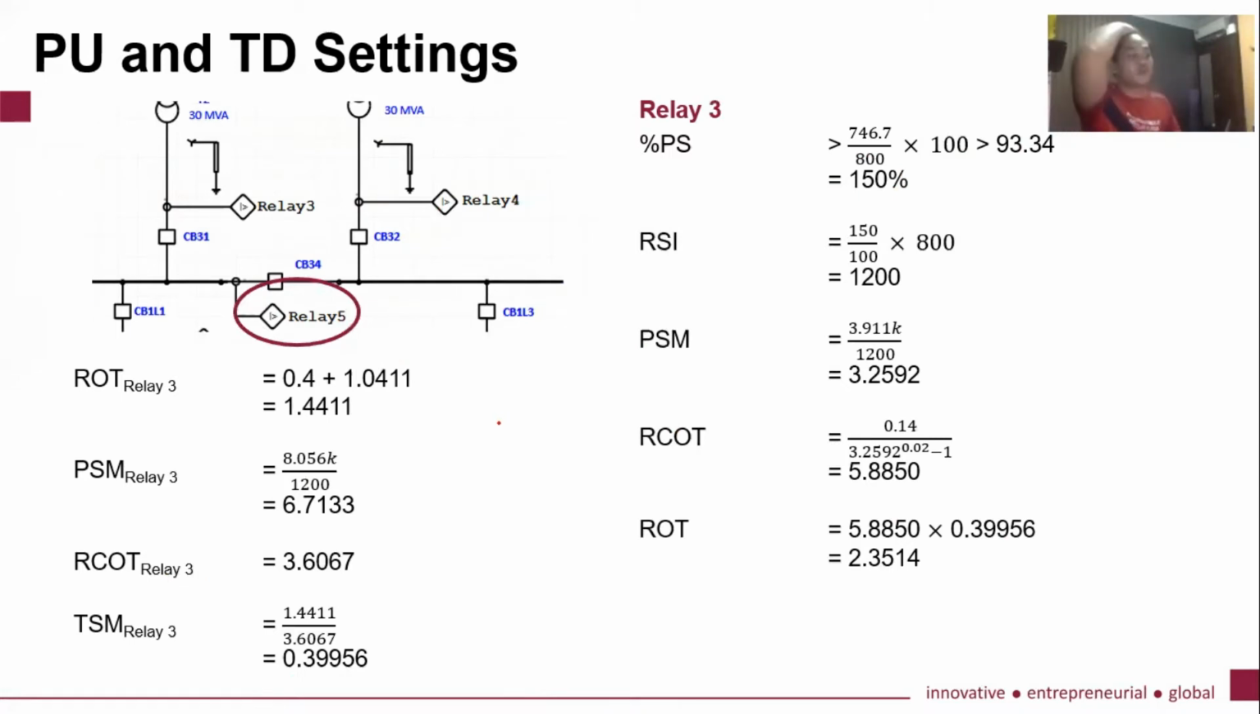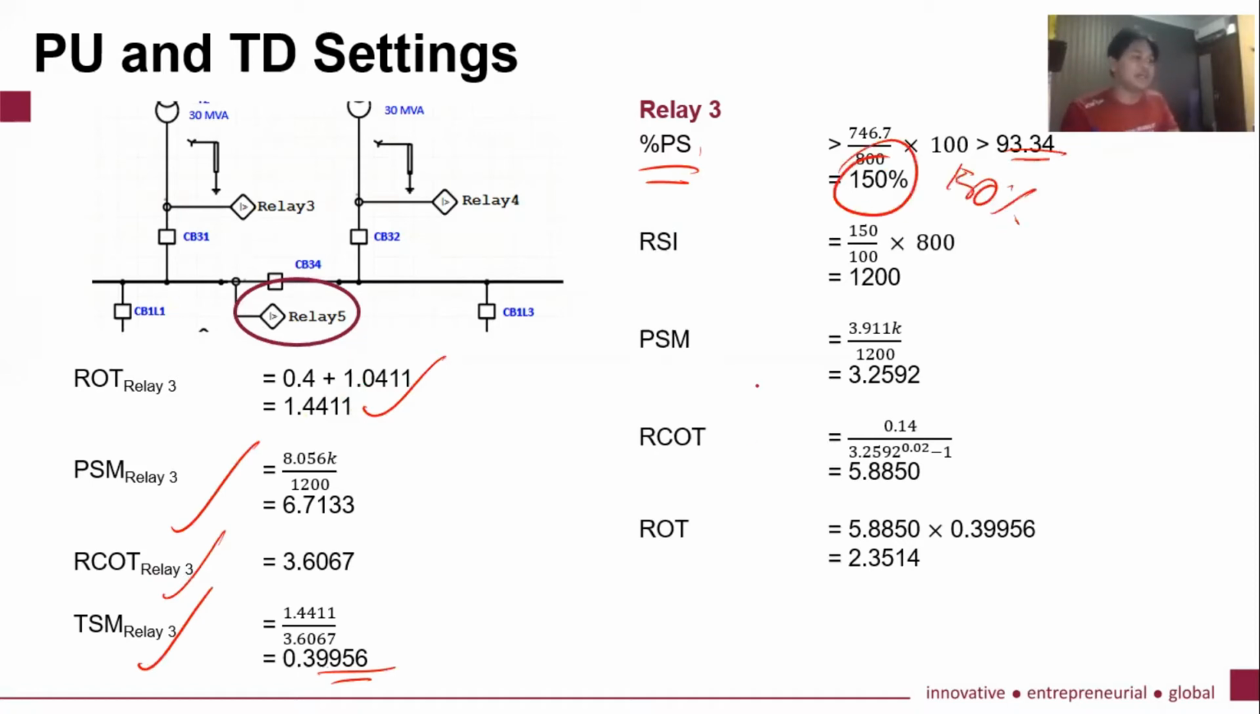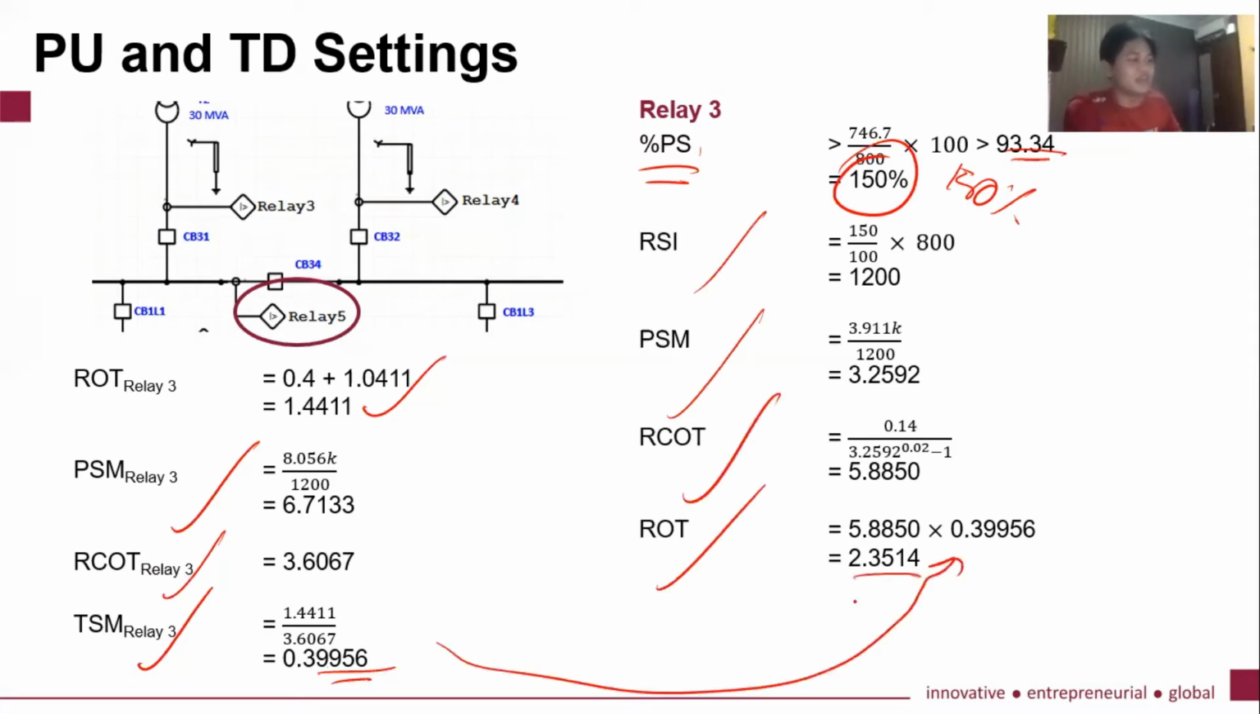Same goes for our relay 3. As you can see here, at our relay 5 and relay 3, we use 0.4 plus 1.0441. And then for the PSM at relay 3, we calculate the PSM, we calculate the RCOT and TSM. So TSM at relay 3 is 0.39956. As you can see, the plug setting must be larger than 93.34, so we select 150%. And then RSI 150 divided by 100, we get 120. PSM, we calculate RCOT. Then ROT is 5.8850 times this PSM, we will get 2.3514.